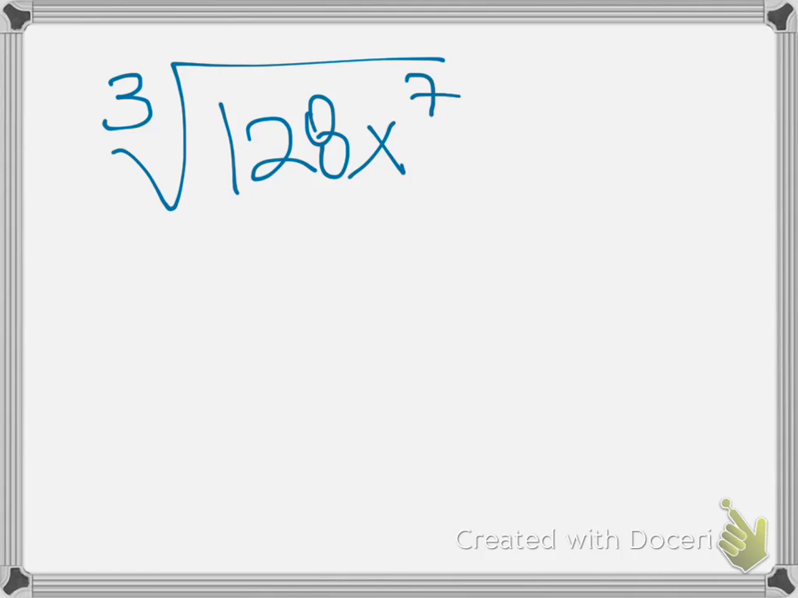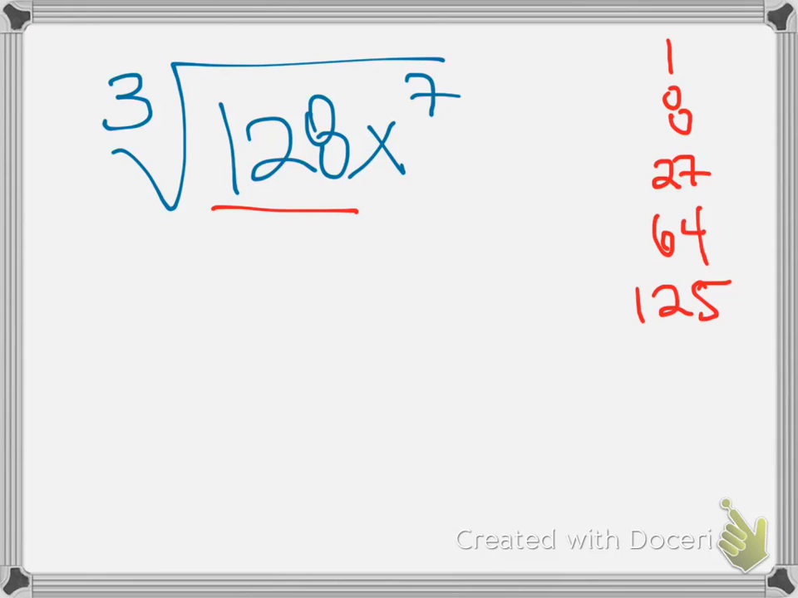1 cubed is just 1, so that's not very exciting. 2 cubed is 8. 3 cubed is 27. 4 cubed is 64, and 5 cubed is 125. And obviously, since the number we're looking at is 128, we don't need to go any further than that. So what you want to do is see if any of those perfect cubes end up being factors of 128. And it turns out that 8 is a factor.